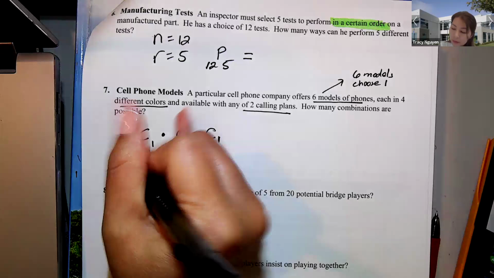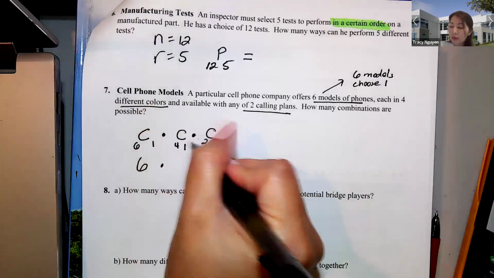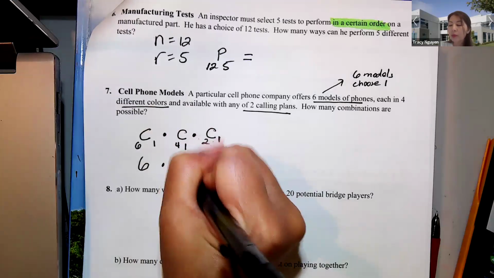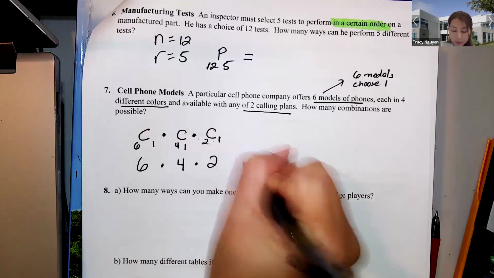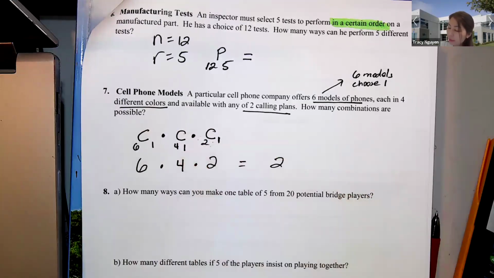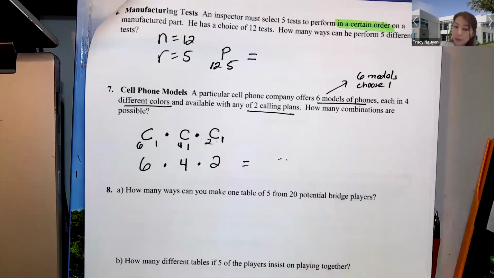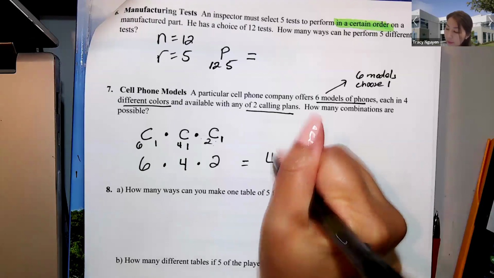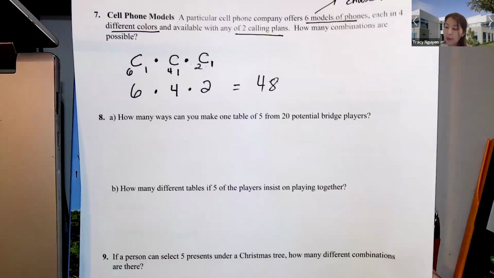So combination of 6 choose 1, there are 6 ways to choose it. There are 4 colors, so the combination of 4 choose 1 is 4. Combination of 2 choose 1, you will have 2. And this you multiply it out. 6 times 4 is 24. 24 times 2, which we would get 48. Very basic math here.